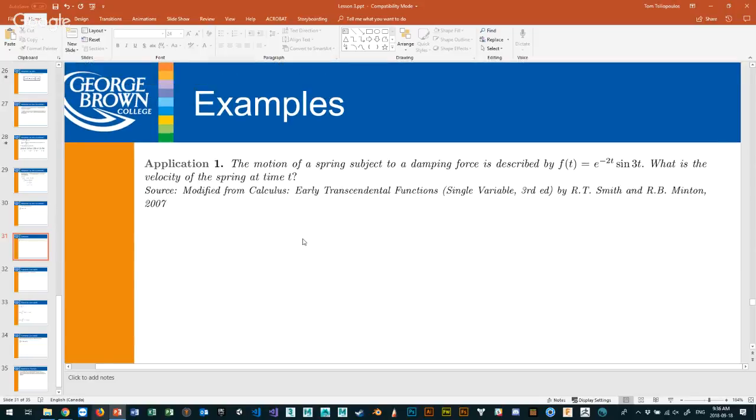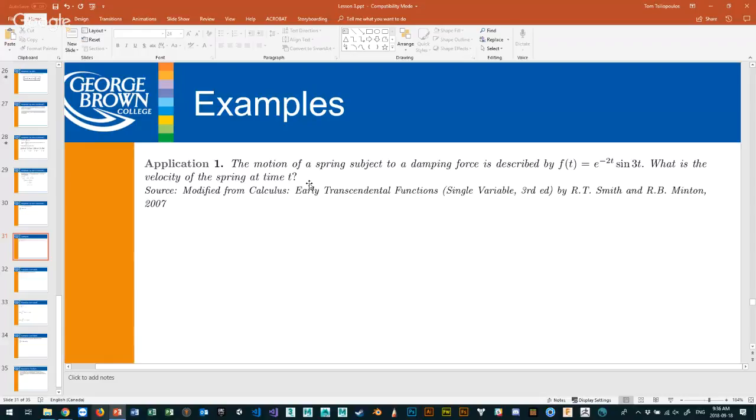Okay, and here are the examples from this point on. So basically, here's an example, and I want to talk about this first one. So let's think about this before we go to lab. The motion of a spring subject to a dampening force is described by f of t, where t is time, equal to e, Euler's constant, to the negative 2t, sine 3t, right? What is the velocity of the spring at time t?